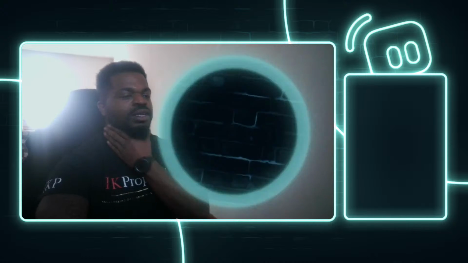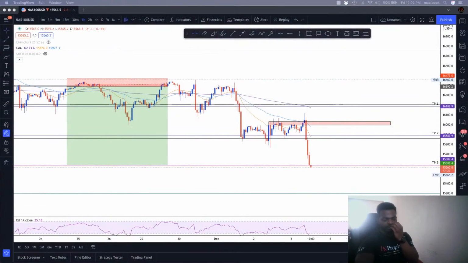So in this video, I want to take a look at the trades that we analyzed during the London session and show you the results of these trades. So to start, we'll start with NASDAQ. Our TP3 was just hit. We looked at this area for a potential area to add a new position on our sell.